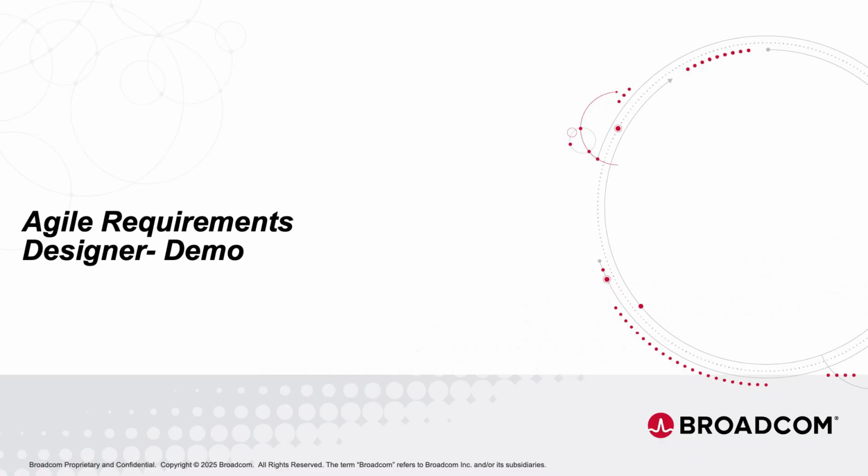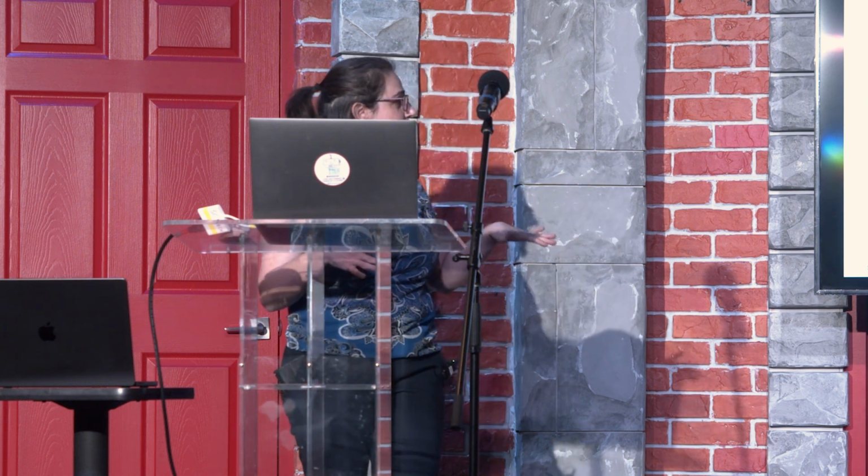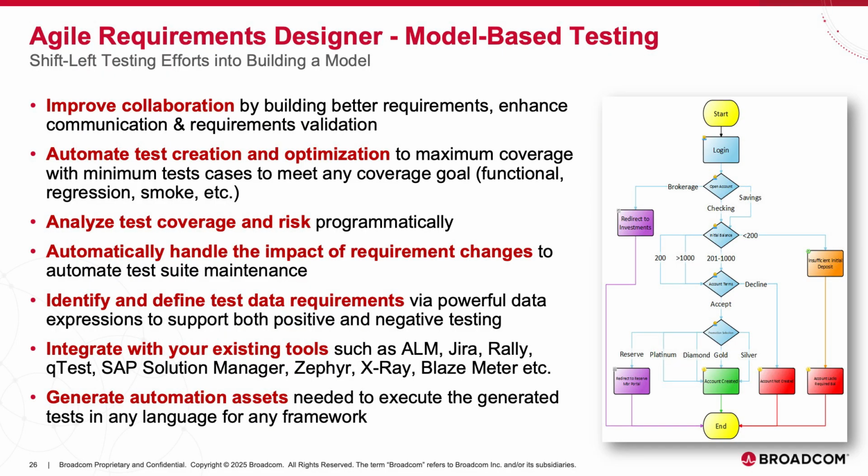So we're going to spend a little bit of time talking about Agile Requirements Designer. This was earlier when we introduced model-based testing. This is what we were talking about, right? I basically will outline the behavior. This is a very simplified model, but for an application, an API, whatever it is that you're working on or trying to test, you'll be able to define the flow or process of how it should behave.